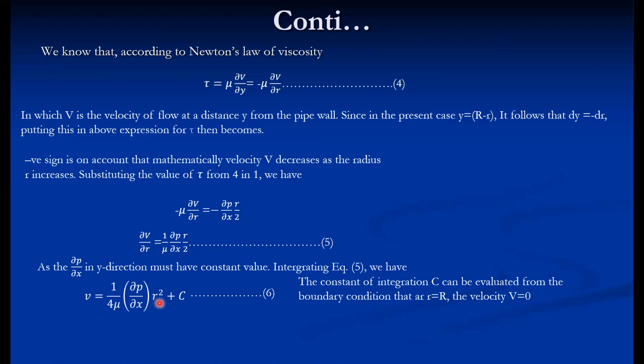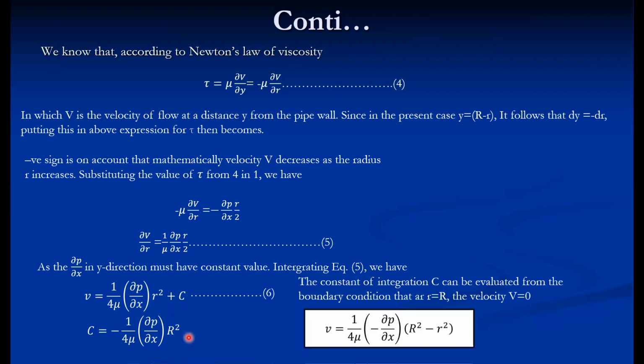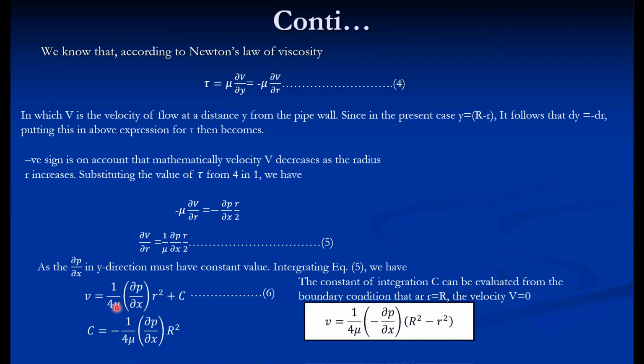The constant of integration C can be evaluated from the boundary condition. Only one boundary condition is required because only one constant is there. So at the bottom, that is at r equal to capital R, v is equal to 0. We don't know what is the velocity at the center, so that is the boundary condition we apply here. When small r is equal to capital R, v is equal to 0. Now that means the value of C becomes minus this term, where small r is equal to capital R.